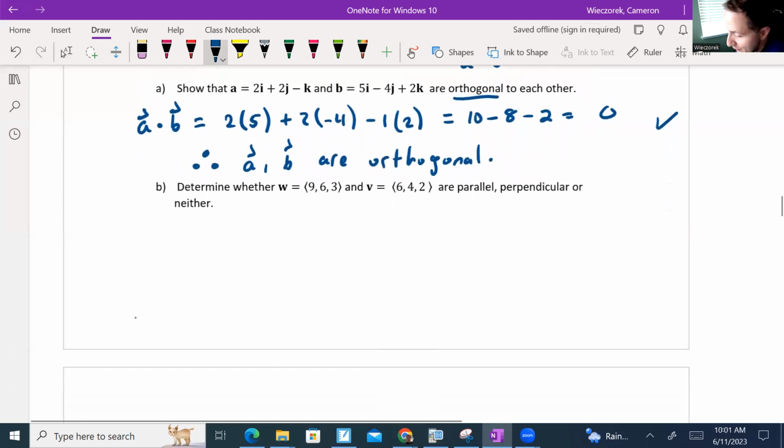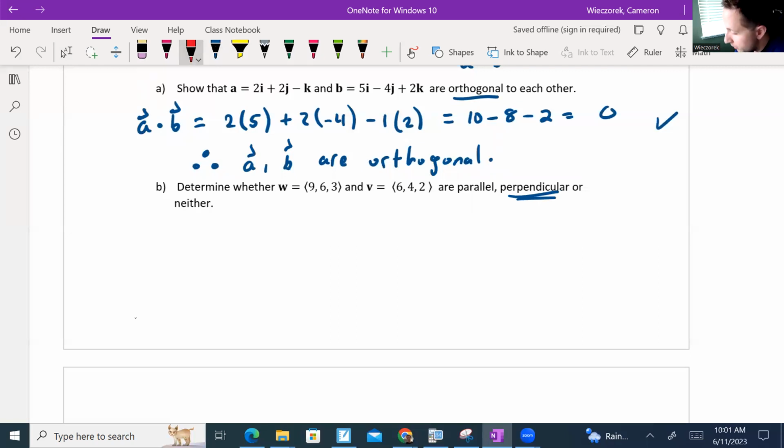Sometimes they might not tell you if they're orthogonal or parallel or neither. You might have to decide. So let's say you have two vectors W and V with given components. We want to decide, are they parallel, are they perpendicular, or neither? Perpendicular, remember, meaning the same thing as orthogonal. Well, you have to, again, go in with a plan.